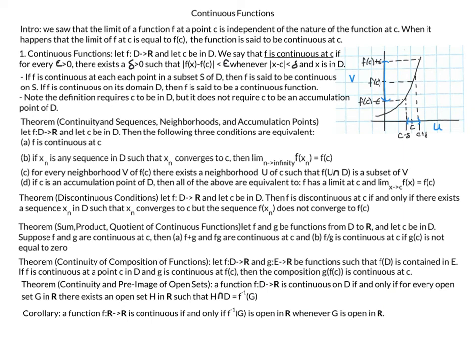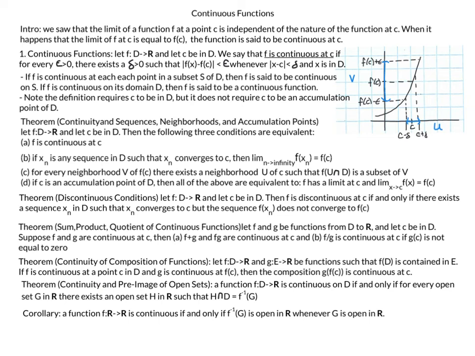And now we have talked about continuous functions. We've talked about how continuity relates to sequences, neighborhoods, and accumulation points. We've talked about discontinuous functions. We've talked about the sum, product, and quotient of continuous functions, as well as continuity of the composition of two continuous functions, and continuity and how it relates to the pre-image of open sets.